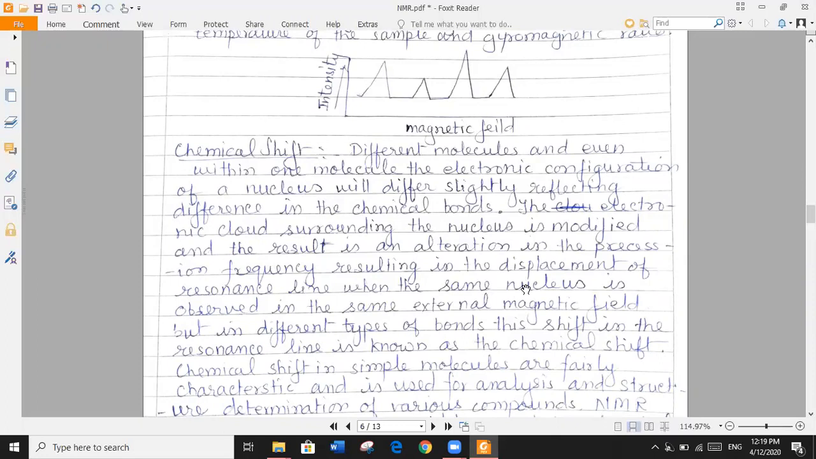It is the same nucleus, the same atom, but depending on the bond with which that atom is linked, it behaves in a different manner when NMR is done. So this is known as chemical shift.